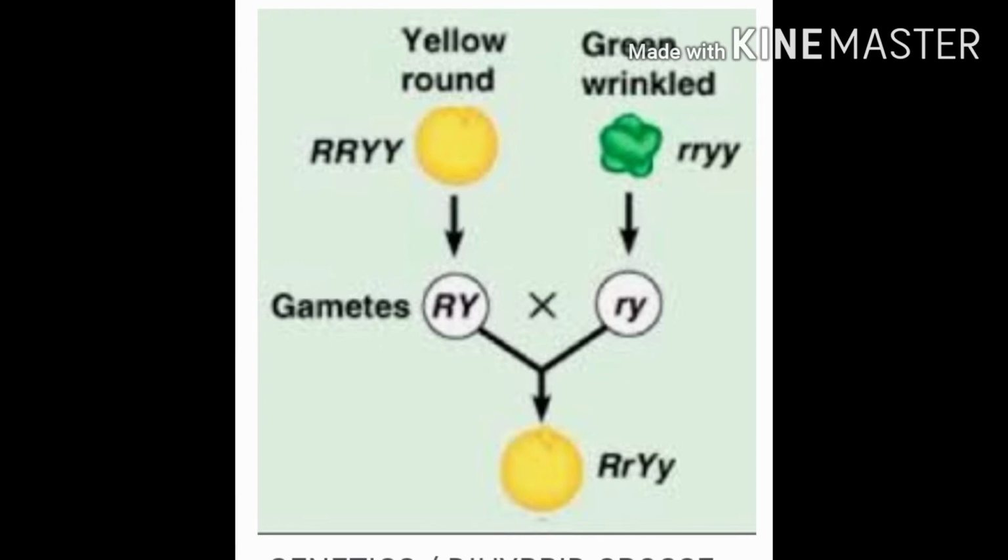So you can see in this figure, while crossing the pea plant, two characteristics are being taken. Yellow and round colored seed is crossed with green and wrinkled seed. So this is an example of dihybrid cross.